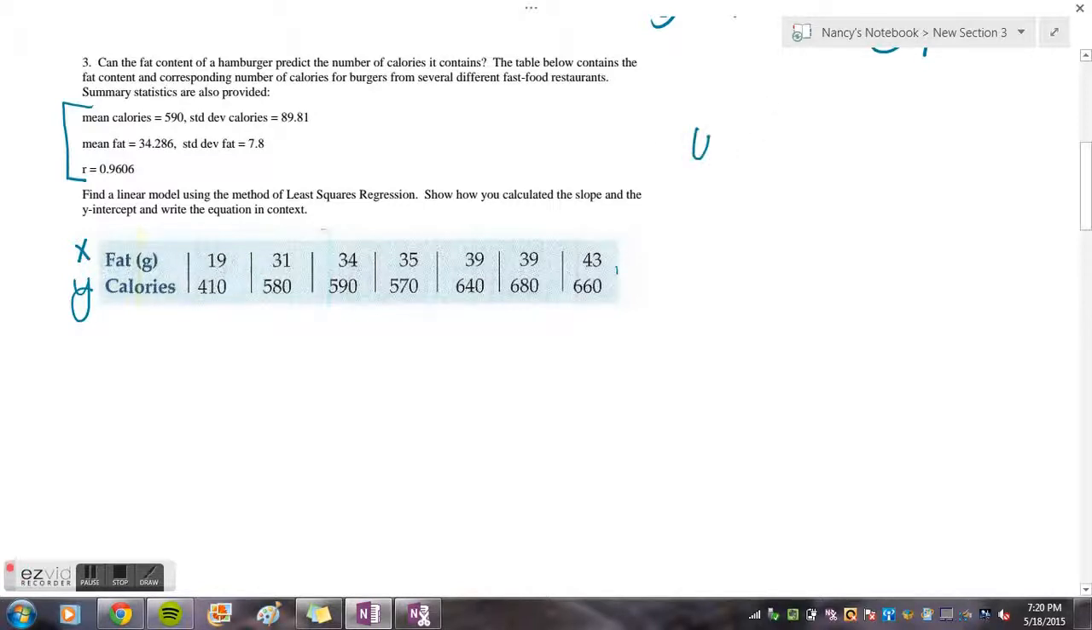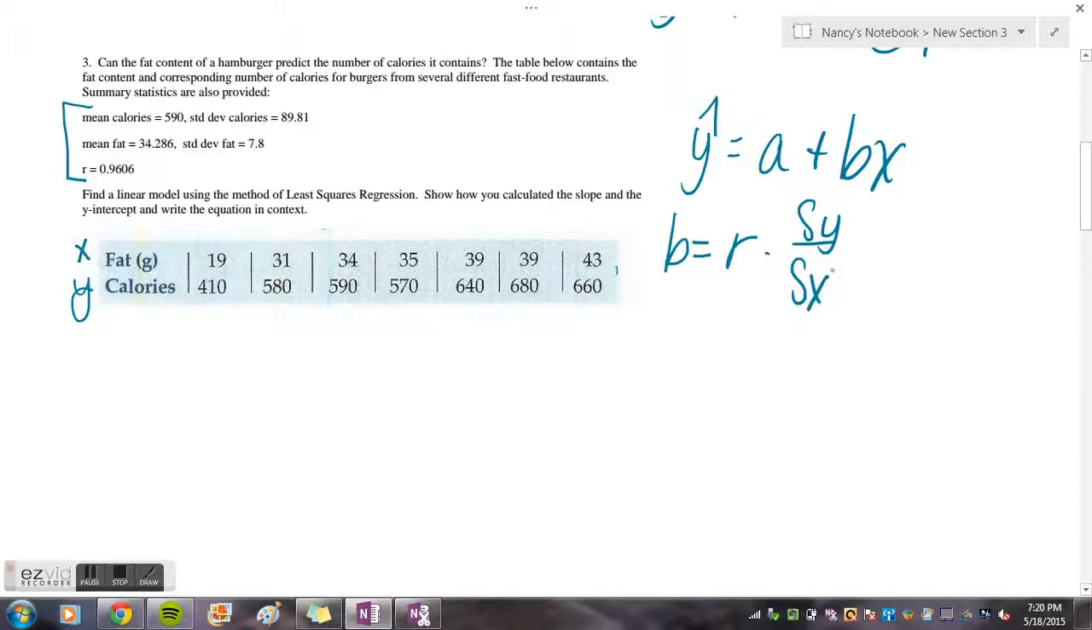So you have y hat equals a plus bx, and then you have to solve for your slope. If b equals r times the standard deviation of y over the standard deviation of x, all you have to do is plug in the data that they gave you into your equation to find b.